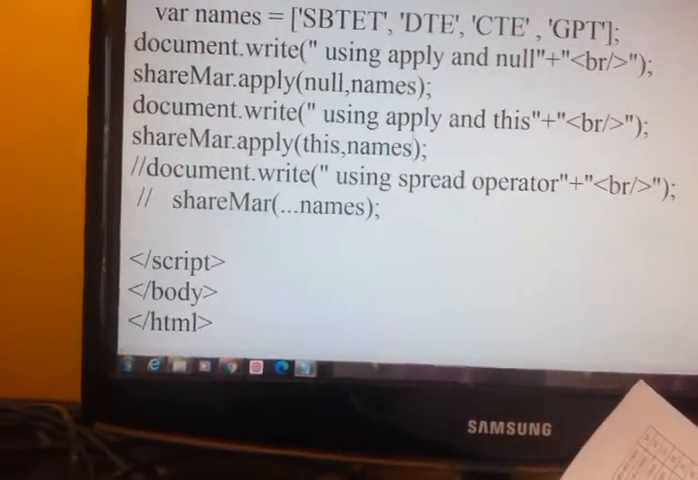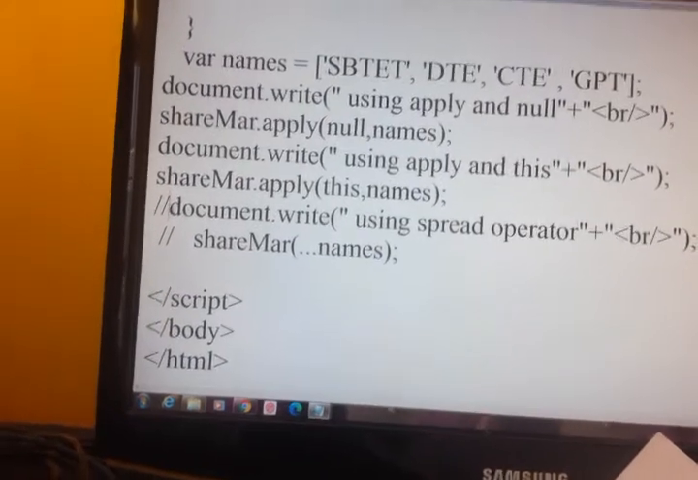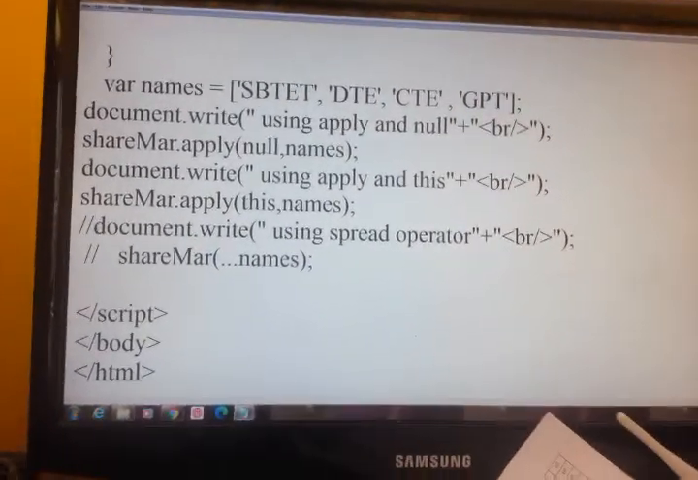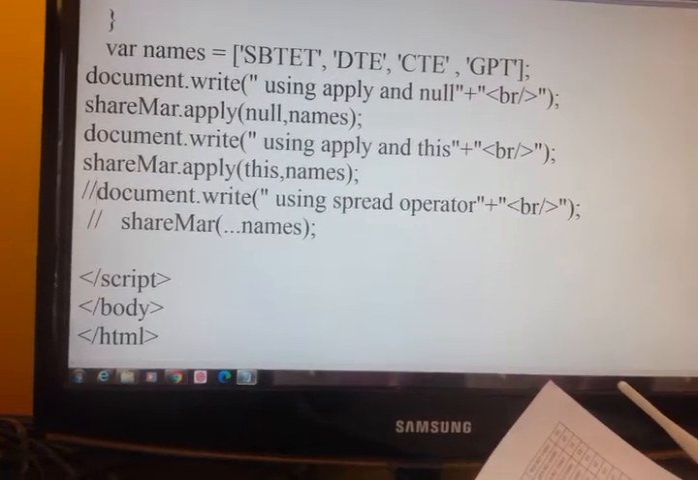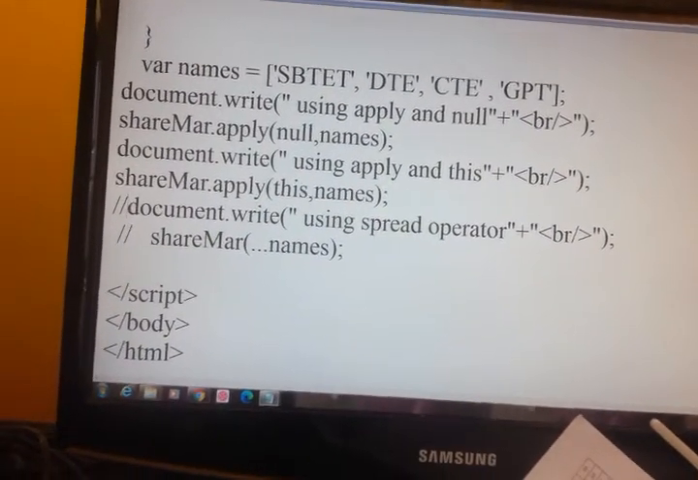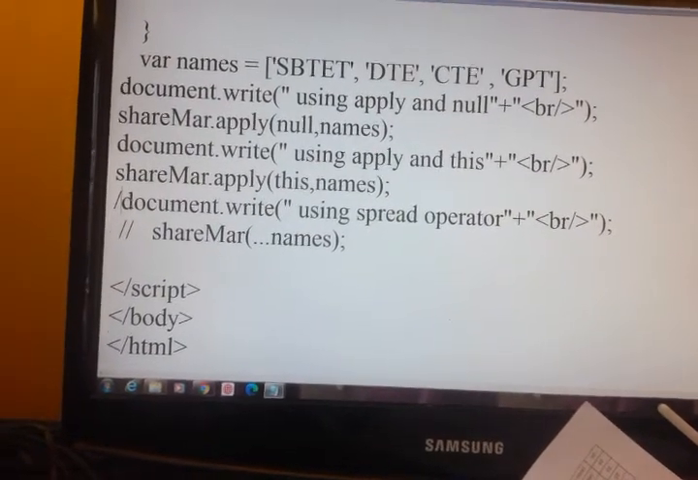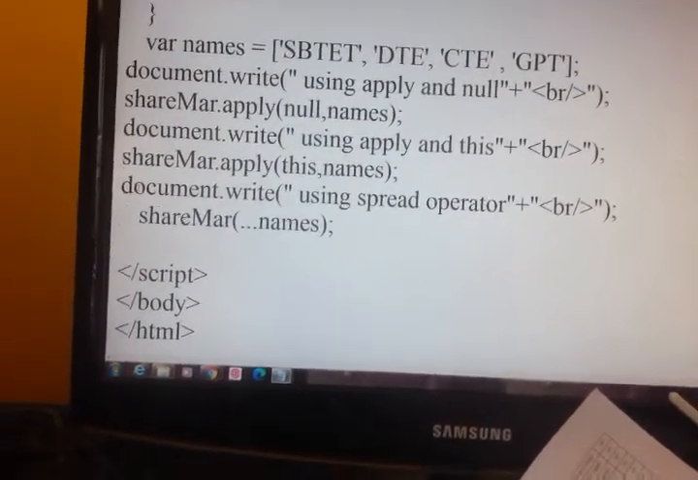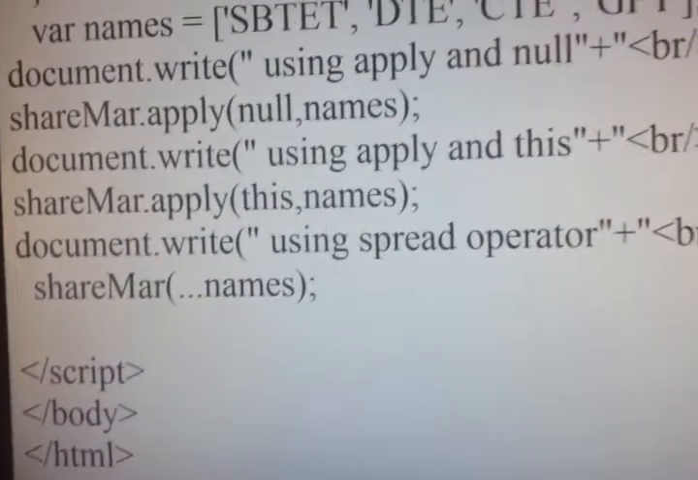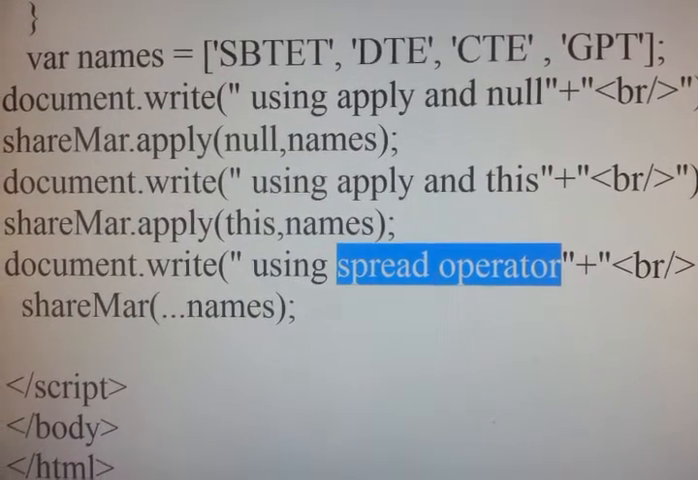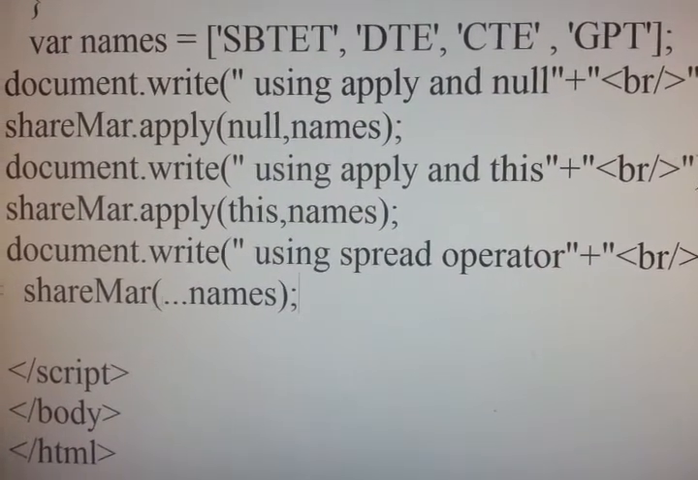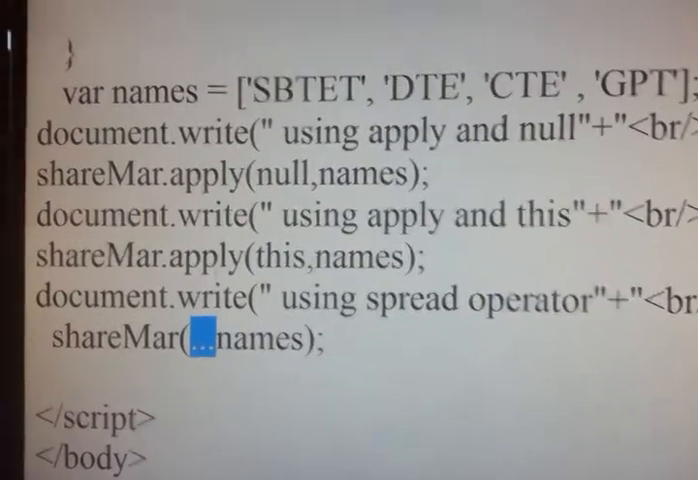Now, as we were saying, apply is the old way of using functions when we are using an array as the parameter. The new way of doing that is using the spread operator. So what is this spread operator? The spread operator is three dots. We call it a spread operator. So let us look at it in depth.